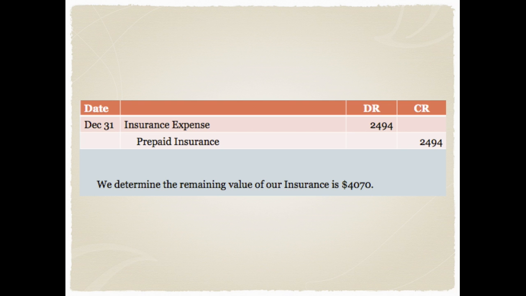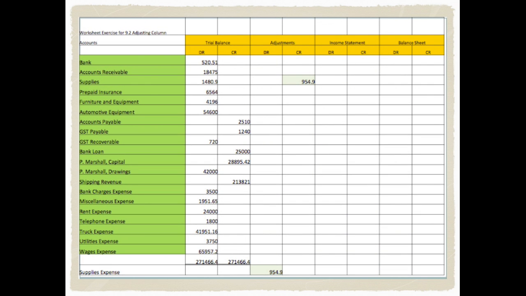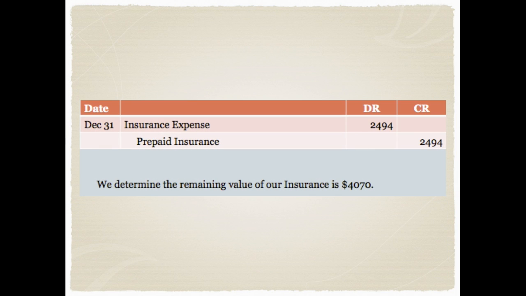Okay, and say we have an insurance account, right? We have $6,564 worth of prepaid insurance. So what basically happens is we used up $2,494 worth of prepaid insurance. So we have to credit that amount to prepaid insurance because prepaid insurance is an asset and it went down, while you debit insurance expense by that amount. We determined that the remaining value of our insurance is $4,070.